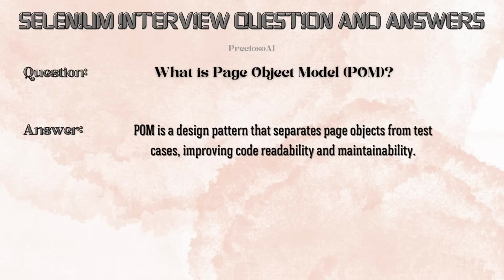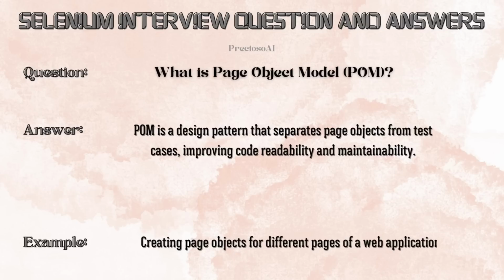Next question: what is page object model? POM. And the answer is POM is a design pattern that separates page objects from test cases, improving code readability and maintainability. For example, creating page objects for different pages of a web application.